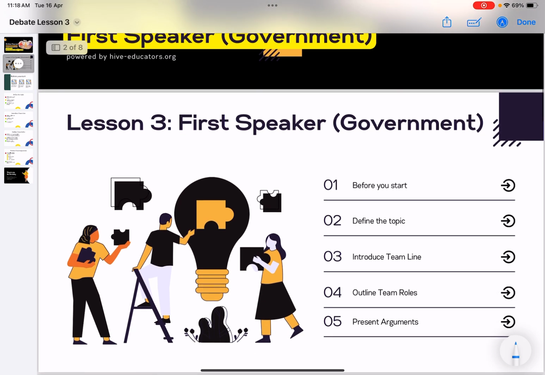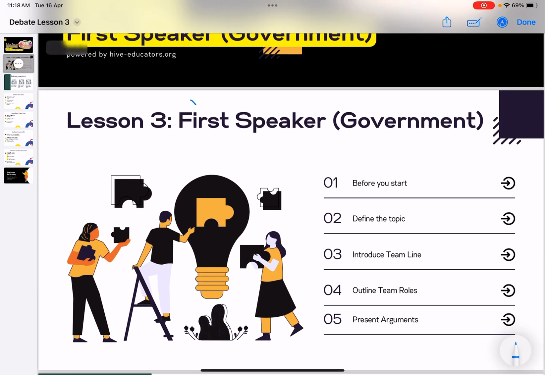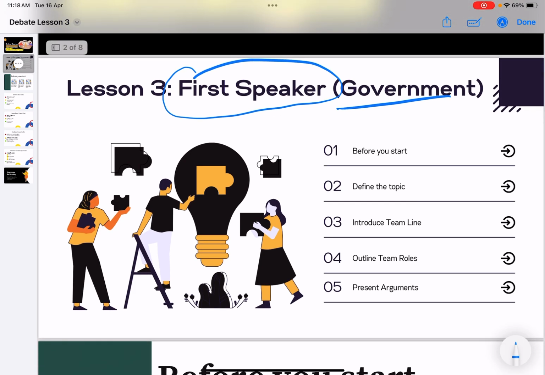Let's get into the third lesson now. For this lesson, we are only focusing on the first speaker of the government. There are five things we are looking at before you start: how you define the topic, how to introduce the team line, how to outline the team roles, and also how to present your arguments. These are the five elements that we're looking at only for the first speaker of the government.